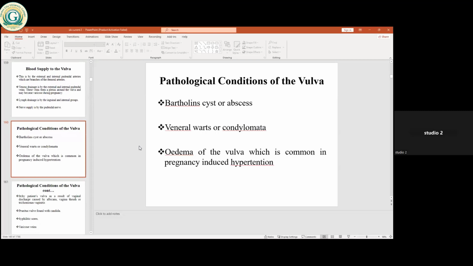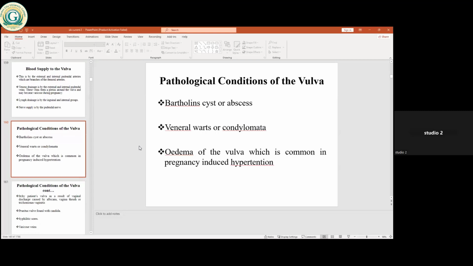But let's look at pathological conditions. What we have described is normal. When a woman comes to the antenatal clinic and you send her to the table to examine her vulva, these are some of the things that you should look out for.